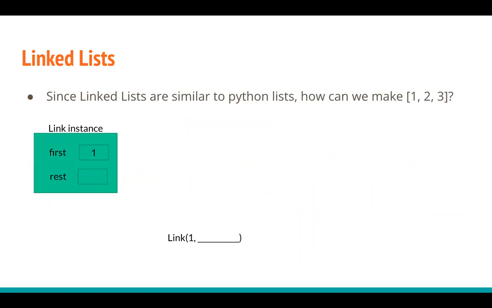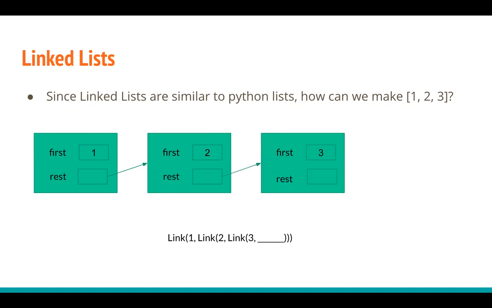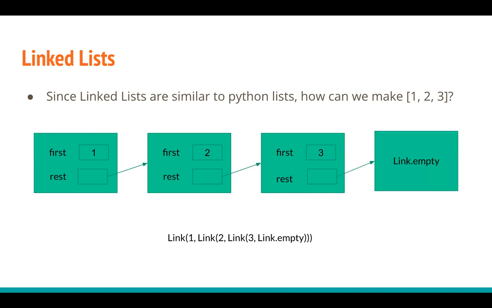Since linked lists are similar to Python lists, how can we make 1, 2, 3, except this time with the linked list? We'll see here. You have the head of the list, and you connect that to another link instance where the first value is 2. And that one with rest points to another link instance where first is equal to 3. And at the end, since we have no more values, rest points to link.empty, and that completes the linked list.